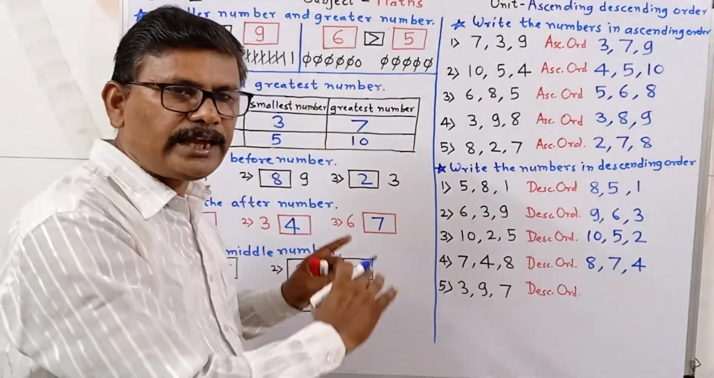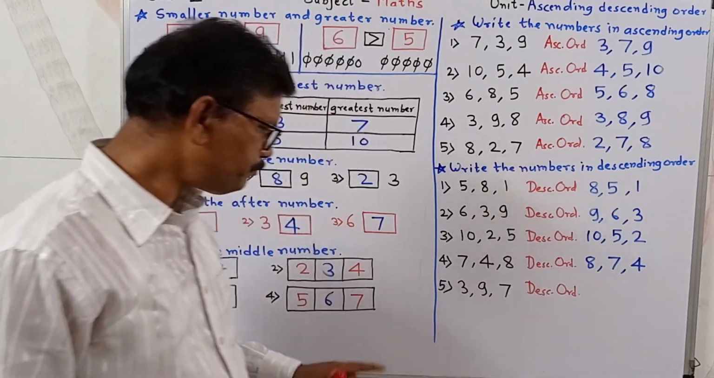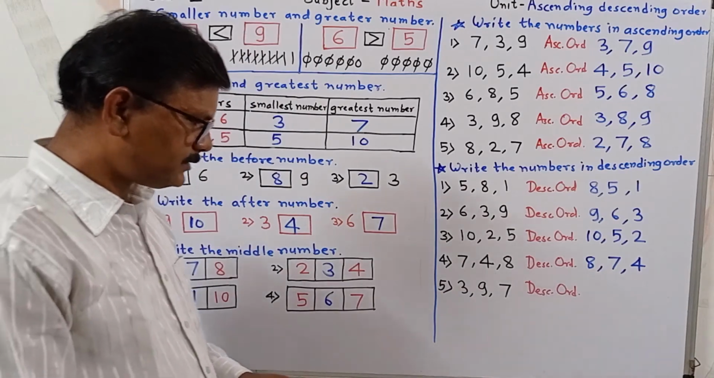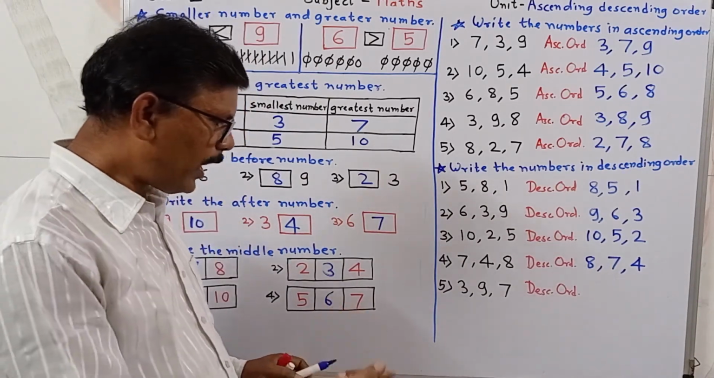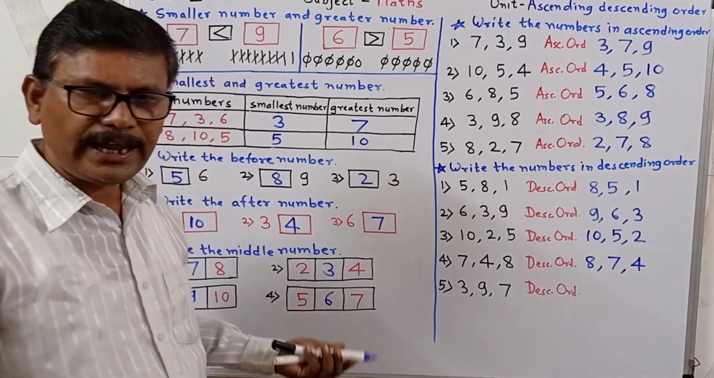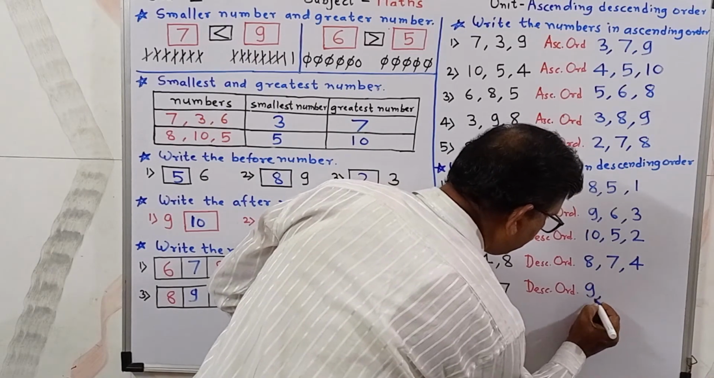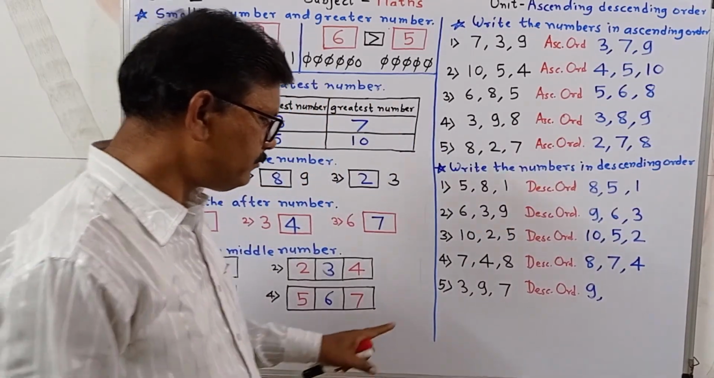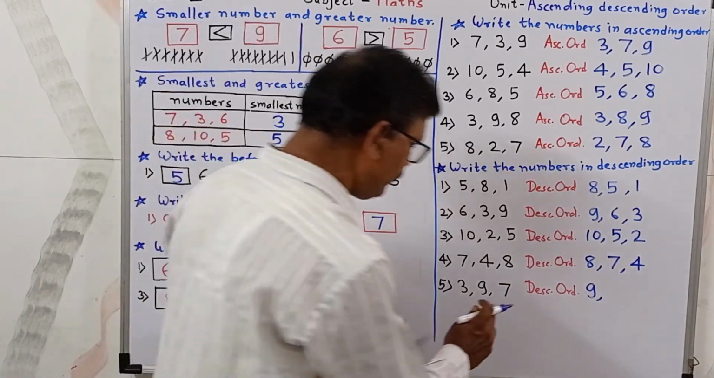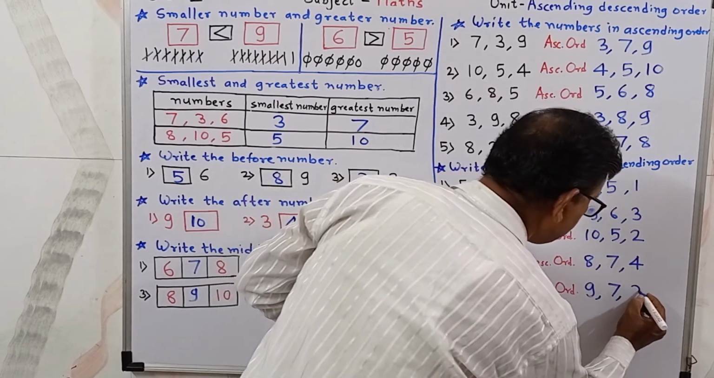Means greatest to smallest. 3, 9, 7. Which number will come first? That is the greatest number. 1, 2, 3, 4, 5, 6, 7, 8, 9. 9 is the greatest number. So we must write here 9. Then 3, 7. 3 is the smallest number. Which number has remained? 7. So write here 7 and then 3.